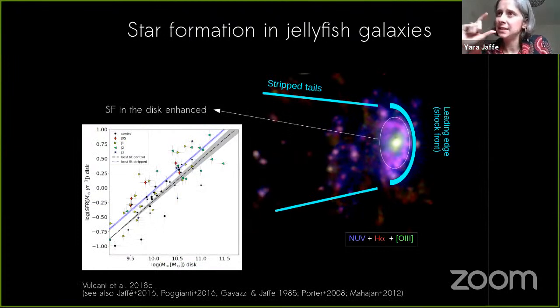If we look at the galaxy disk, we find that there is a significant but mild, I would say, enhancement of star formation in many of these galaxies. Here there's a paper by Benedetta Vulcani where she shows nicely that all the GASP galaxies, color-coded by different intensity of stripping, have slightly elevated star formation rates compared to a control sample of non-stripped galaxies. This is only looking at the disk. As you can see, there's a lot of scatter, and it's not a huge increase, but it's definitely a significant one.